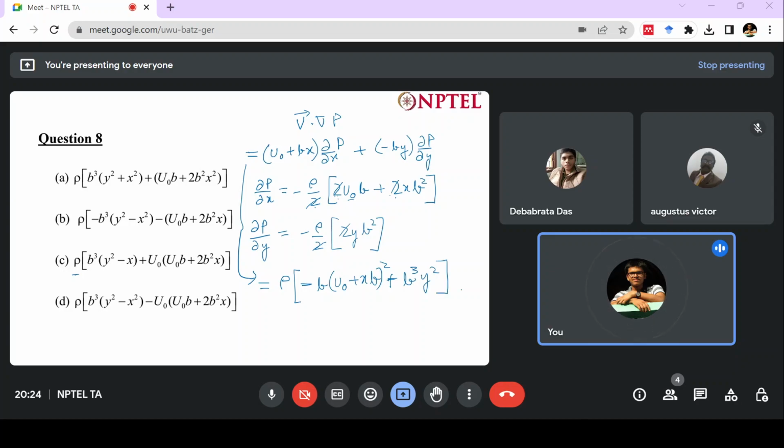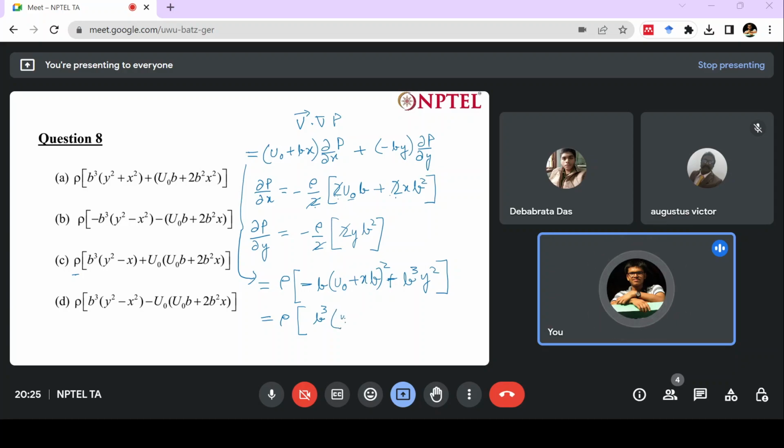But my options are written in a different way. So I think I need to expand this whole square term, right? I need to expand this whole square term. So if I expand, b cube y is all here, so I will take the b cube here, and there will be one b cube term here. So this will be the x square term.